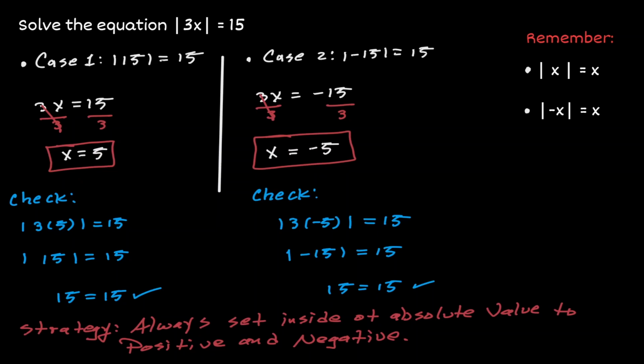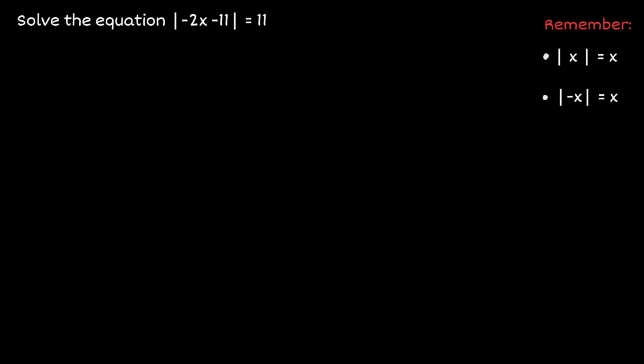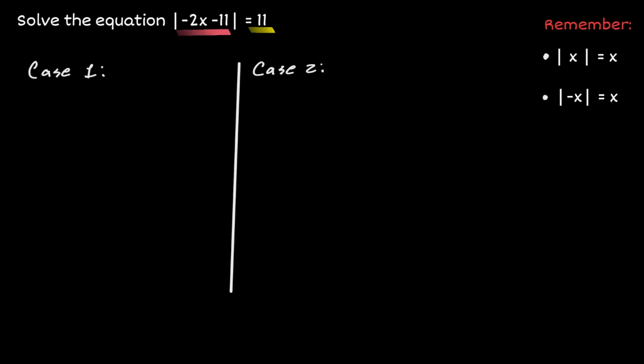Let's take a look at another example. In our second example, we want to solve the absolute value of 2x minus 11 is equivalent to positive 11. We have to consider 2 cases that will make the absolute value equivalent to positive 11. The first case is when the inside of the absolute value is equivalent to positive 11. And the second case is when the inside of the absolute value is equivalent to -11. Because if we take the absolute value of 11, that's equivalent to 11. That's what we are saying here. And the absolute value of -11 is also equivalent to 11, which is what we're saying here.